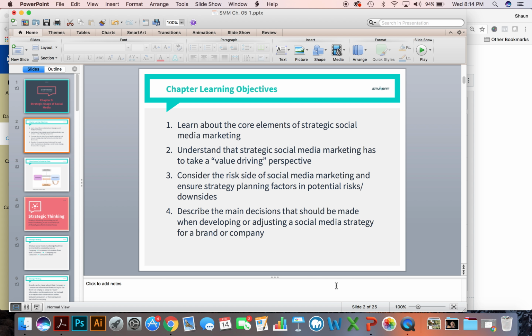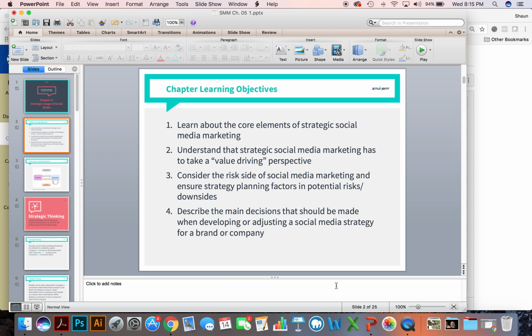We're going to understand that social media marketing has to take a value-driving perspective when it comes to businesses. We're also going to have to consider the risk of social media marketing and ensure strategy planning factors in potential risks and downsides. Because I'd like to say that every social media campaign works, but a lot of times it could backfire or make no ripples at all. So we'll talk about that.